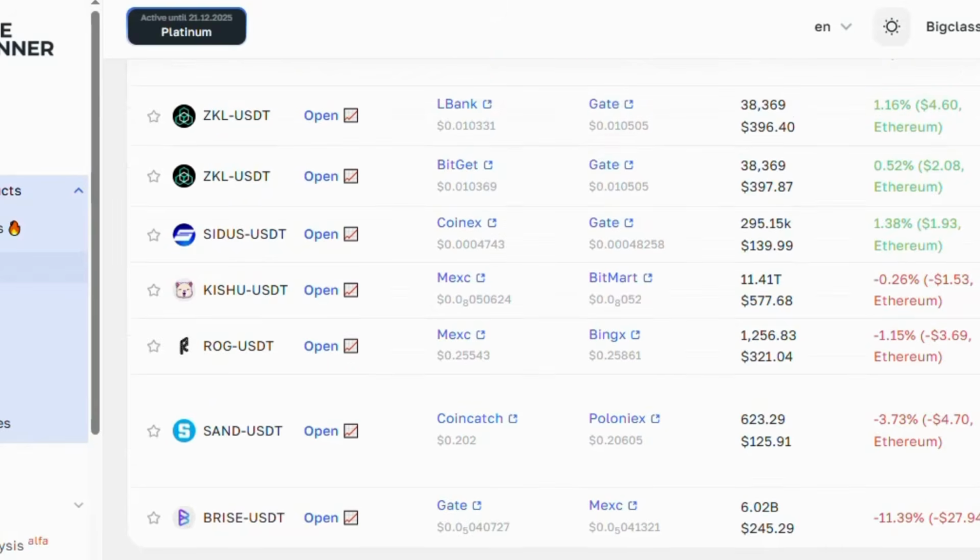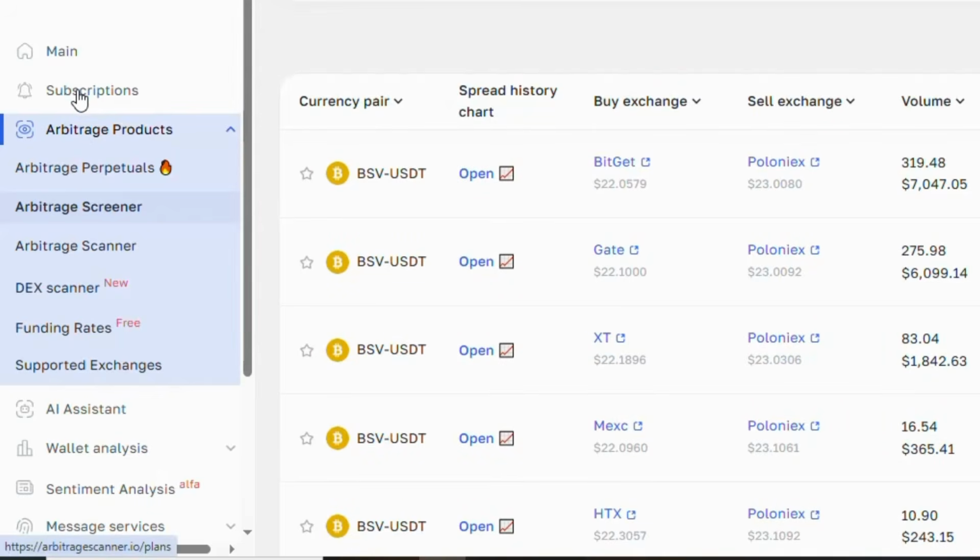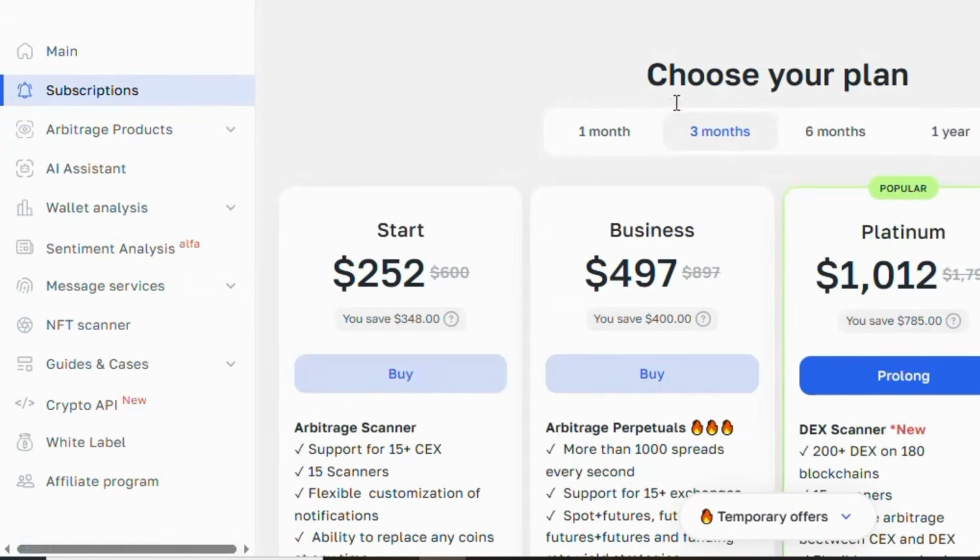Okay, so let's talk about the subscription plans. I know this could be expensive for a lot of people, but there's a 1 month plan, a 3 months plan, a 6 months plan, and a 1 year plan. On the 1 month plan, you can start from $99, business, platinum. They actually give you good returns. But for me, I use the 3 months plan, and I'm going to renew every 3 months. You can also use this as your 3 months plan. You can also use this one, any one is okay.